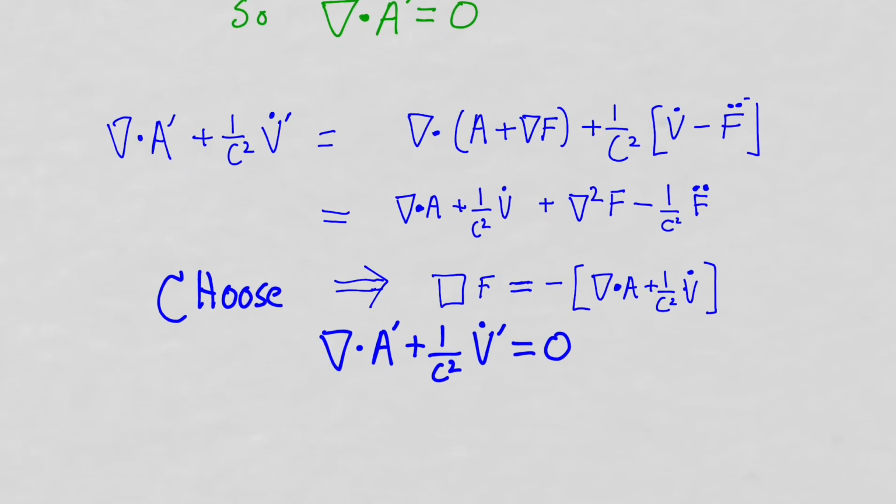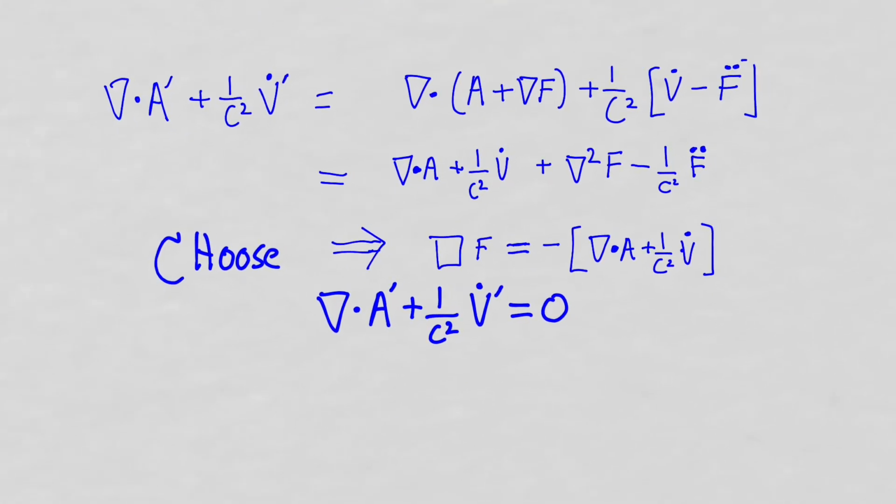And likewise for the Lorentz gauge. The logic is exactly the same. I'm now looking for a gauge A prime, V prime where this term equals 0: the sum of the divergence of the vector potential and the 1 over c squared times the time derivative of the scalar potential, that sum has got to be 0.